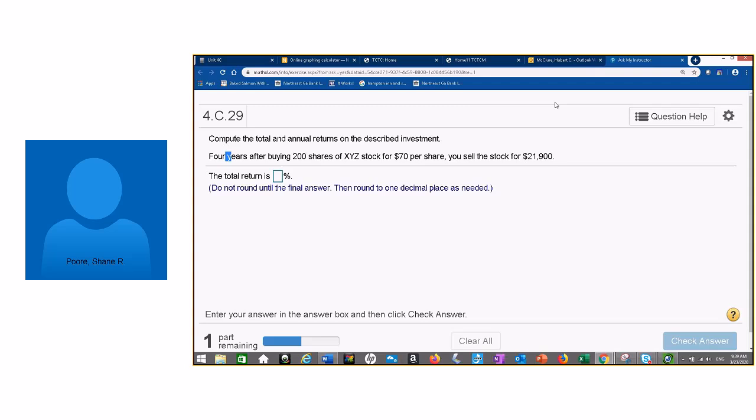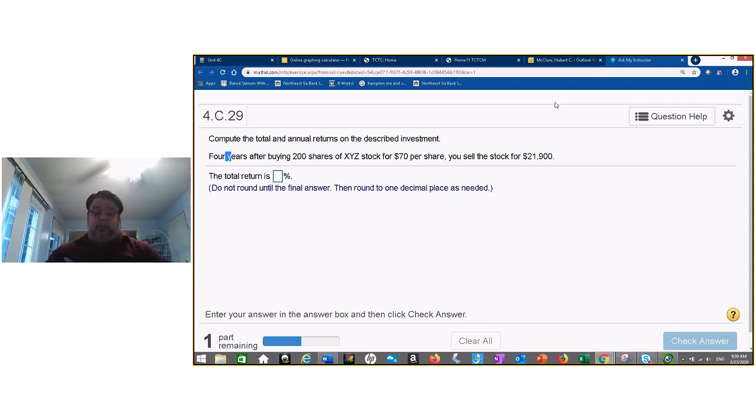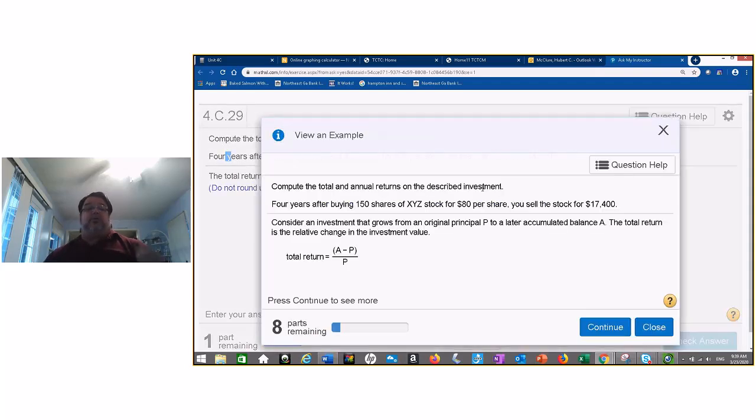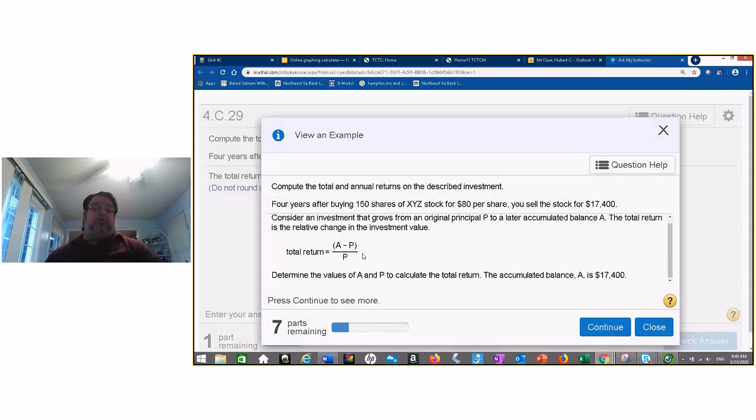Okay, and you sell at 21,000. Well, looks like to me you lost your butt. That's what it looks like, but I want to see what they say here. I want to make sure I'm doing this right. Okay, they just want total return. They don't want to go through all that. So let's see. The new minus old over old.